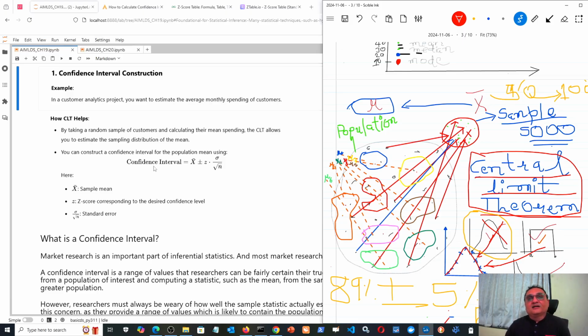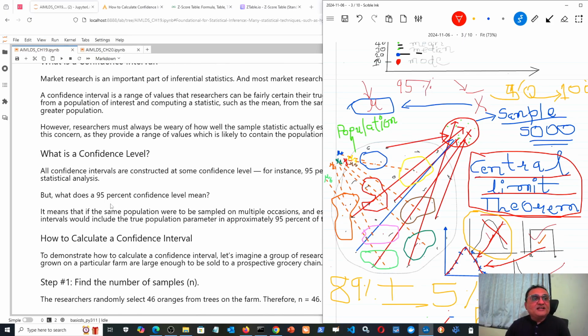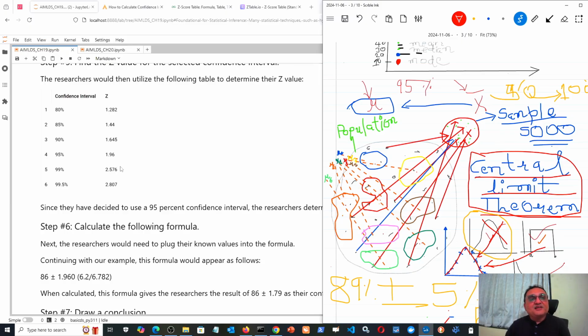It says that the population mean would be equal to the sample mean, that is x bar, plus or minus the z score times the standard deviation divided by the square root of the number of observations in the sample. This ratio, sigma divided by root n, is also called the standard error. The z score corresponds to the desired confidence level. What is the meaning? Suppose someone says that I want to estimate the population mean from the sample mean with a 95% confidence interval. Then you will have to find the z score corresponding to 95% confidence. For that there are ready-made tables. For example, here you can see for 95%, the value of z is 1.96.